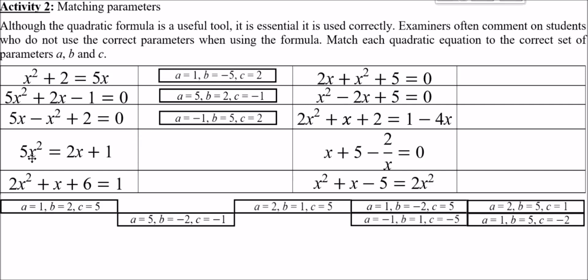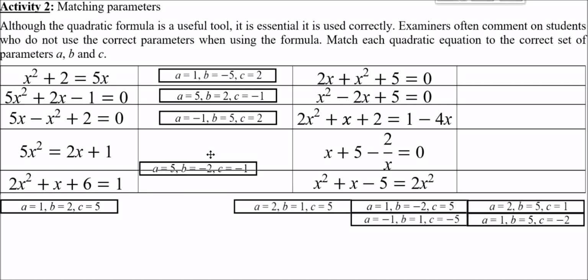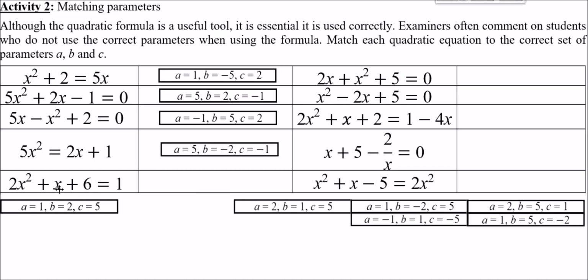This one here, we have 5x squared equals 2x plus 1. This needs rearranging. If we rearrange it, we'd have 5x squared minus 2x minus 1 equals 0. So we have 5, minus 2 and minus 1 for a, b, and c respectively. So this one matches to this one here. The last one on the left, we have 2, 1, and that becomes 5 when we move this one to the other side. So 2x squared plus x plus 5 equals 0. So 2, 1, and 5, which you can see as this one here.